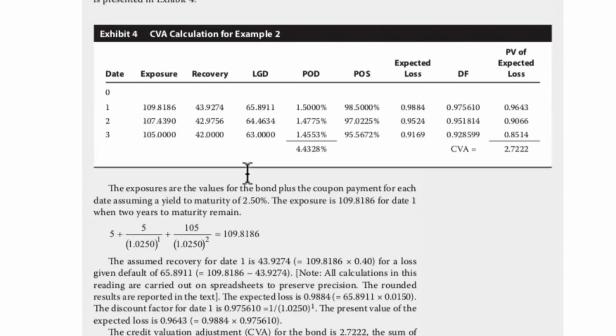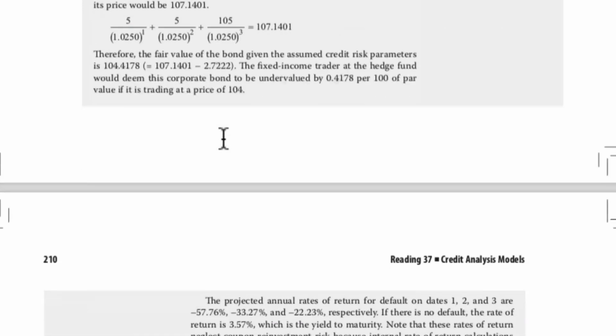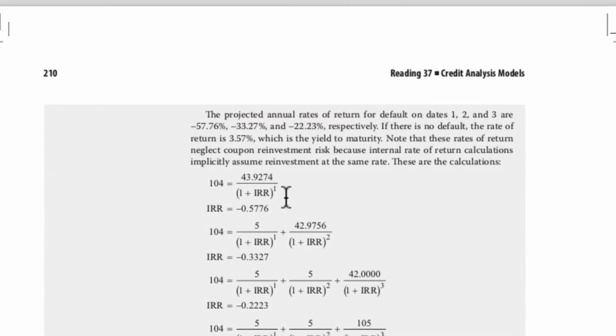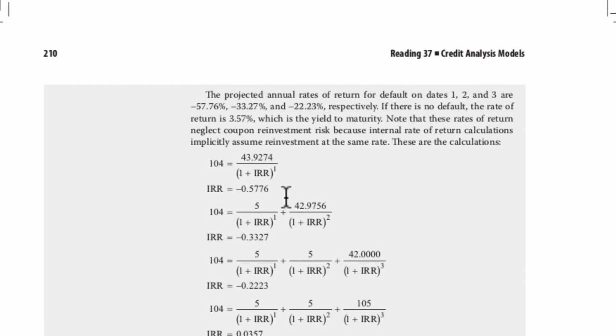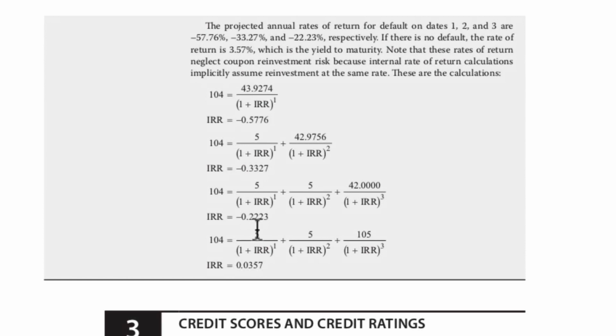43.9274. When I said that the recovery column really doesn't add any value, I should have been more clear. It doesn't add any value in getting to the CVA, but this column is useful for determining what our internal rates of return are, or what our yields to maturity are, given default at each particular time period. So if it defaults at the end of the first year, our internal rate of return is negative 57.76%. If it defaults at the end of the second year, it's negative 32.27. Defaults at the end of the third year, it's negative 23.23. And if it doesn't default at all, it's 3.57%.